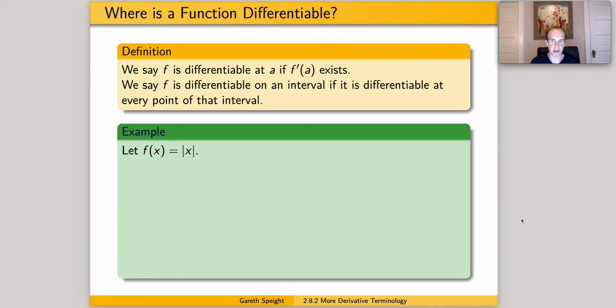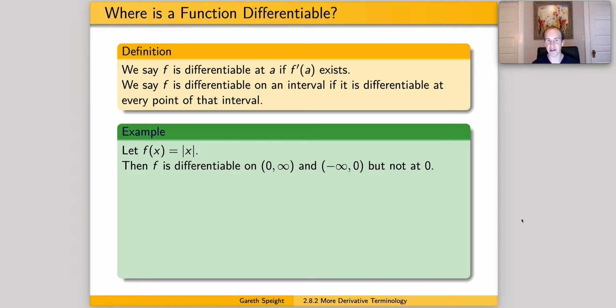So for instance, here is a simple example, f of x equals the absolute value of x. If you think back to the graph, it's a kind of V shape. So everything is good to the left and to the right of the origin, but at the origin, you have this kind of corner. So you might suspect it's not differentiable there. And that is the only place where it's not differentiable. So everywhere else it is.